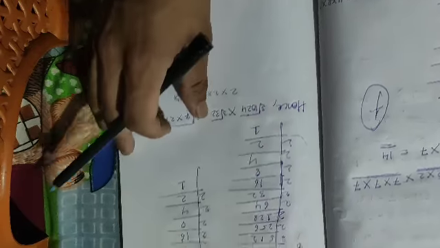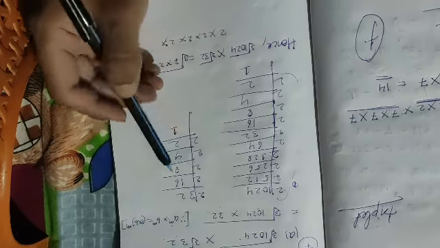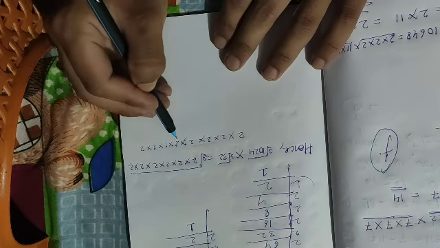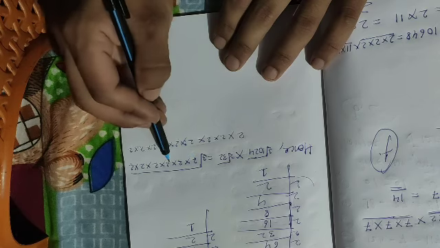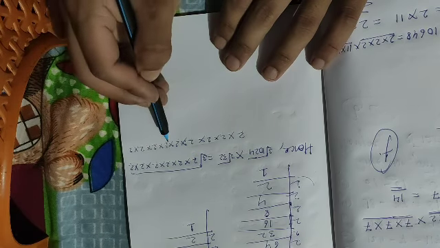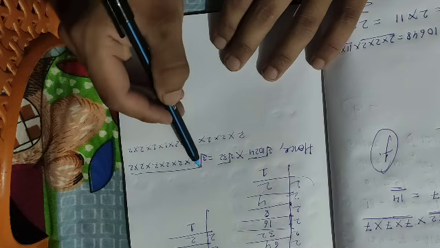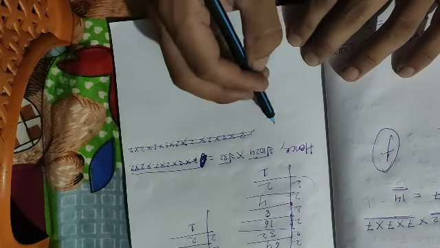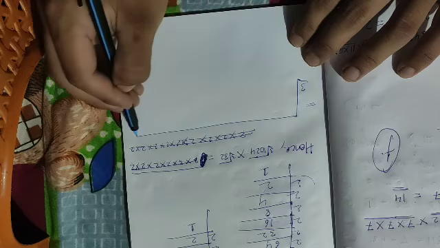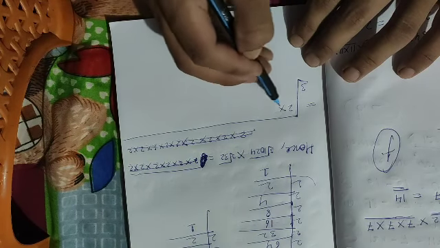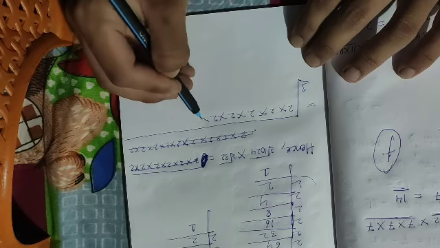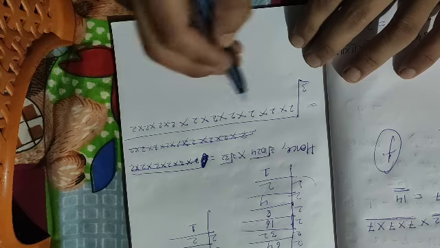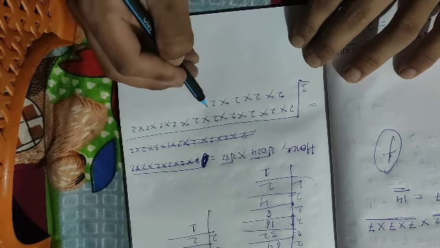Now for 32, how many 2s? 1, 2, 3, 4, 5, five 2s. So in total 1, 2, 3, 4, 5, 6, 7, 8, 9, 10, 11, 12, 13, 14 and 15 2s. I'll write it in a better way. It will be a big one because I have to fit all this: from here ten 2s, and from here 1 2 3 4 and 5.